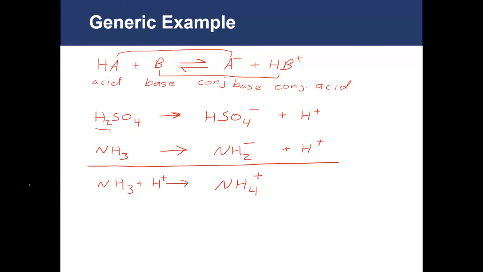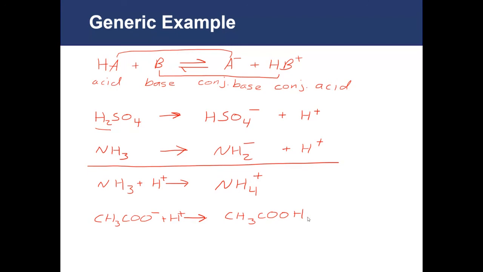Let's say we have another base like CH3COO-, the acetate ion. The conjugate pair would be we take our base and we just add a hydrogen to it. So this would be CH3COOH, right? So because it picked up a proton to become acetic acid, right?